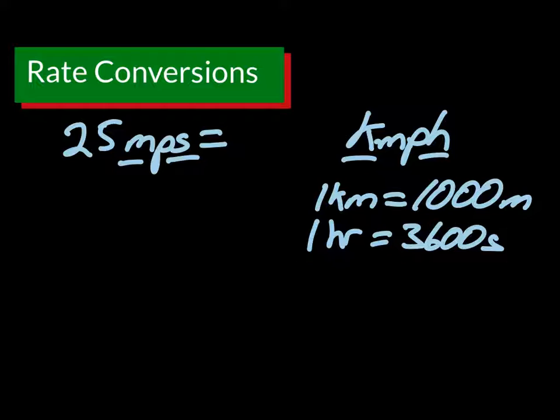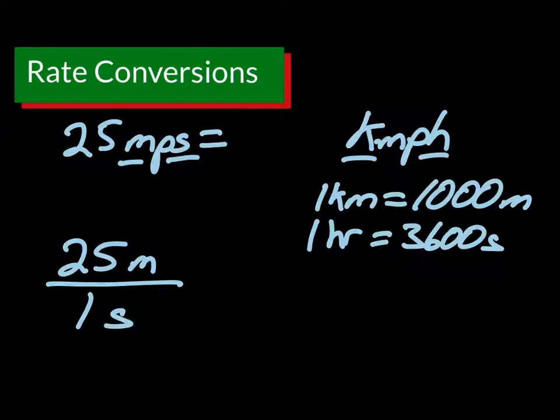So now in step 2, we're going to set it all up. So we'll start by writing our given information as a fraction. And if you remember, we're going to write that as a fraction over 1. So we have 25 meters over 1 second. You can see we have units in the base here as well.